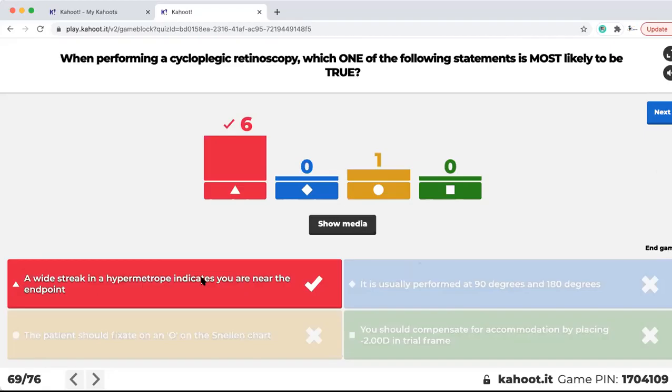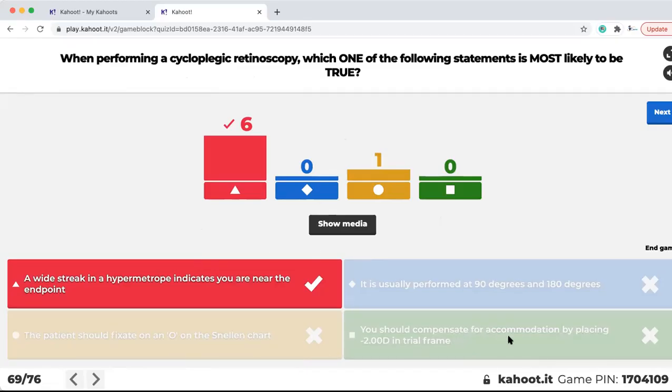So this is the trend of the ICO these days, to bring you many correct answers and ask you to choose the most correct, of course, within the perspective of the ICO. The patient should fixate on an O at the Snellen chart. This is not true because the patient is cycloplegic. The patient is now undergoing cycloplegic refraction. So no need for fixation at a distant target at all.